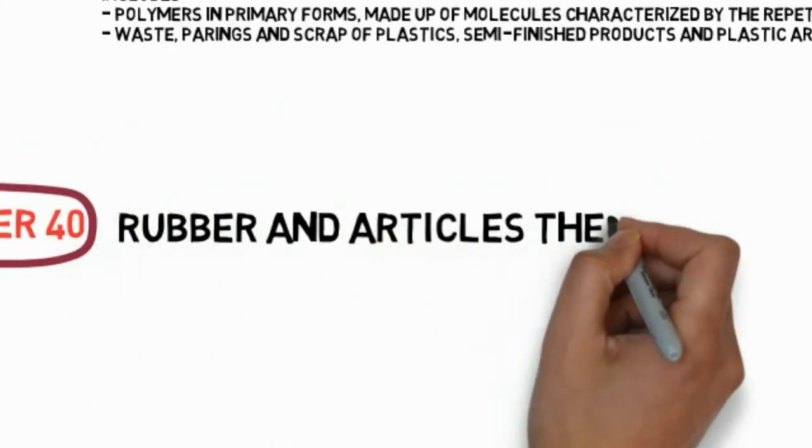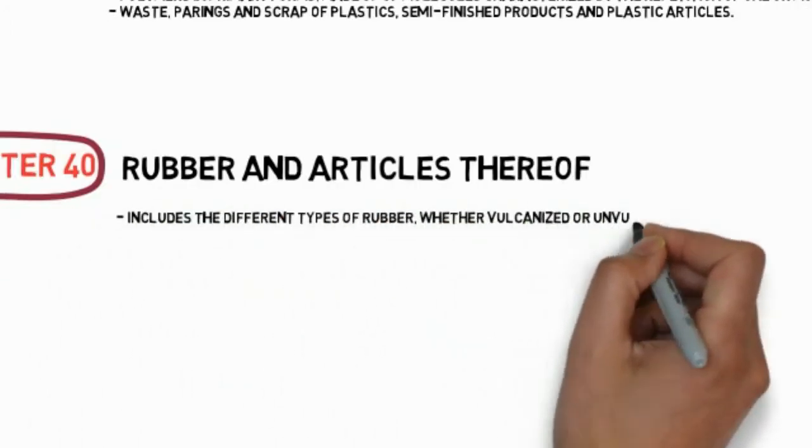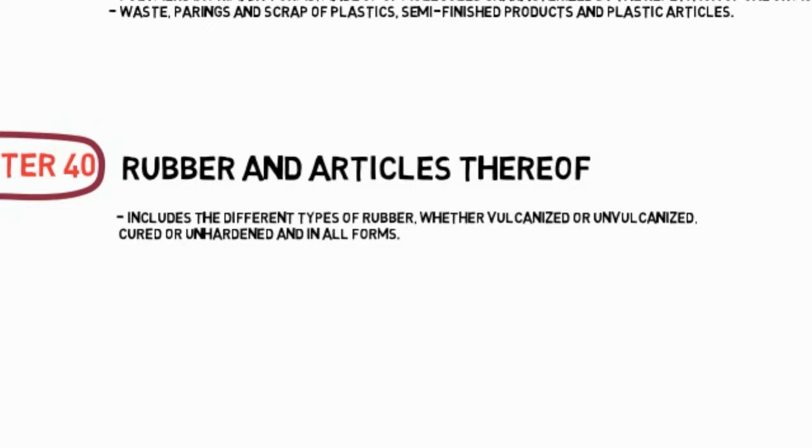Chapter 40, Rubber and articles thereof, includes the different types of rubber, whether vulcanized or unvulcanized, cured or uncured, and in all forms.